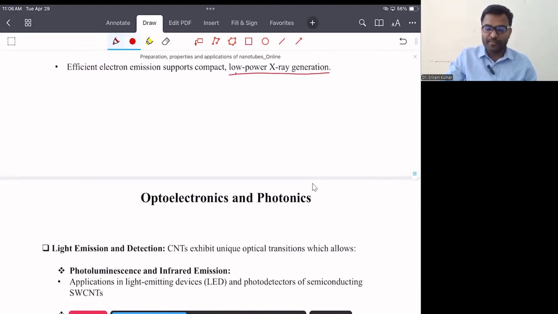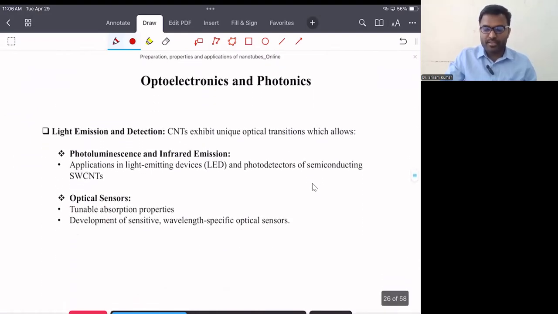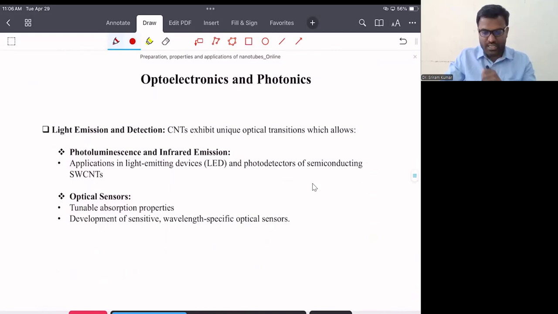And we have another important application, which is optoelectronics and photoelectronics. We also already understand the fluorescence mechanism of the CNT. So here we can use light emission and detection applications. We can use photoluminescence and infrared emissions. For example, we can develop light-emitting devices, and photodetectors from semiconducting CNT.